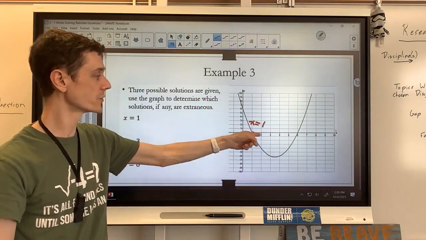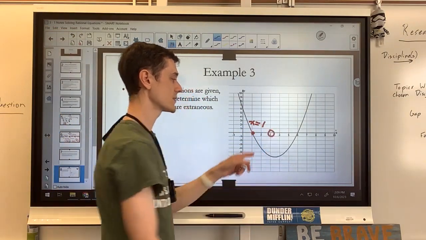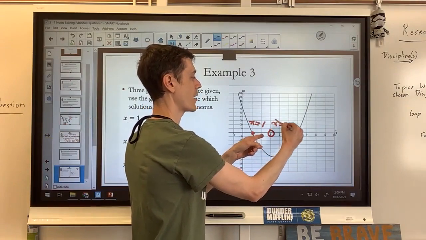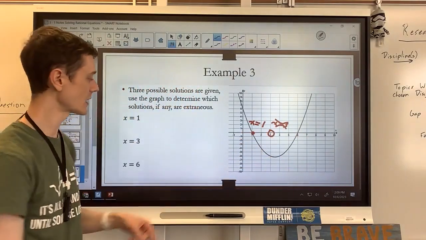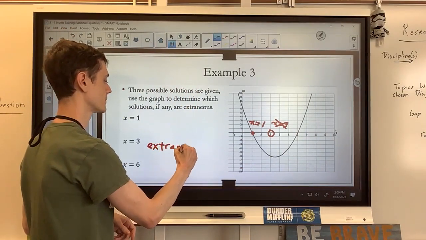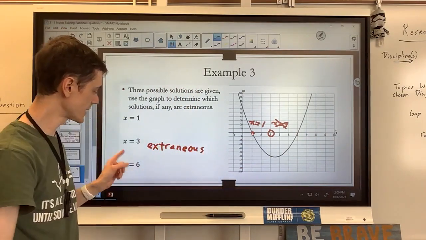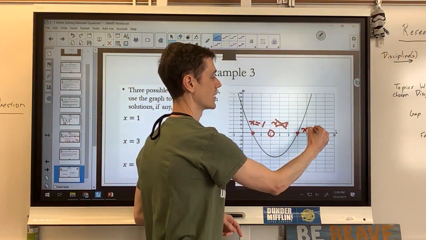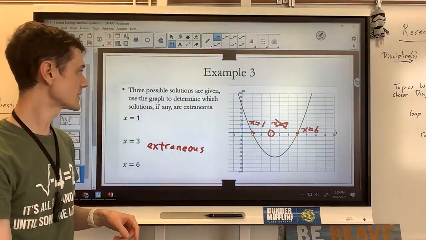At x equals 3, I do not see anything happening here. So at x equals 3, there is a problem there. That one must not be a real solution. I would call that one an extraneous solution. And then the last one they gave me was x equals 6. At x equals 6, I do see another intercept. So that one is a solution.